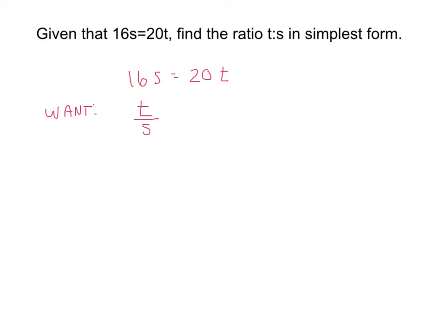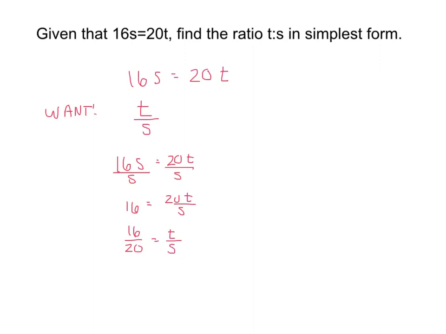In order to do this, if we have 16s is equal to 20t and we want t over s, we need to divide by s. So dividing by s, we end up getting 16 is equal to 20t over s. But what we want is only t over s, so we need to divide by 20 now. We end up with 16 over 20 is equal to t over s.